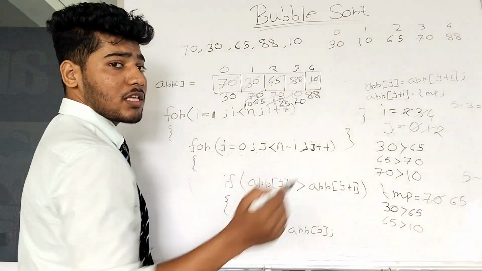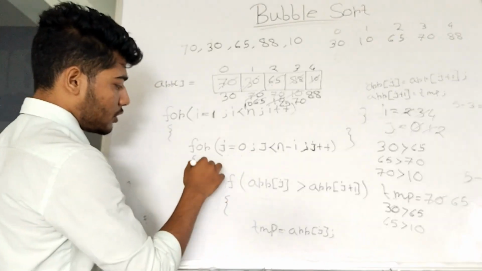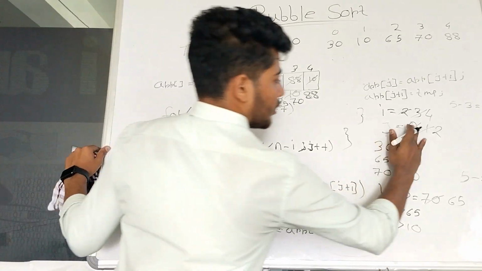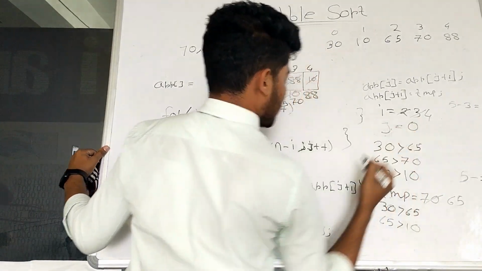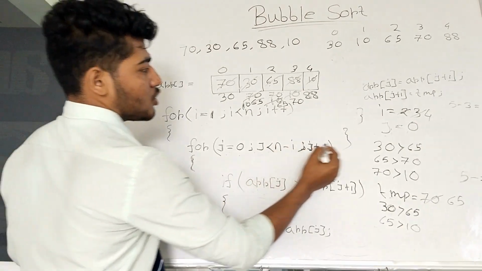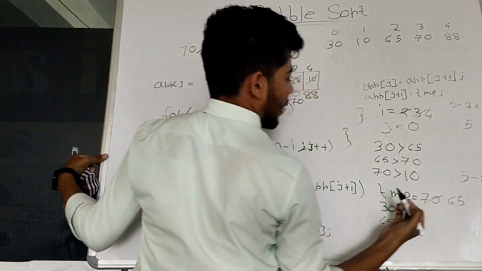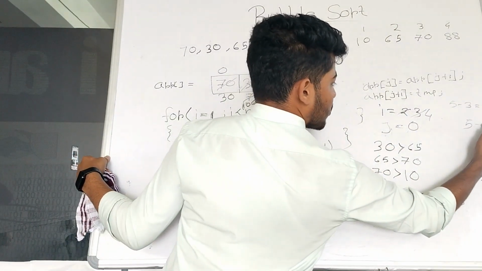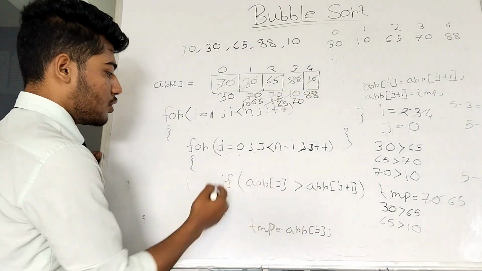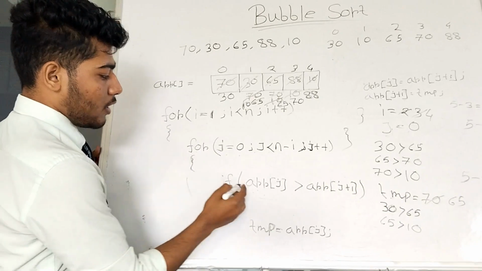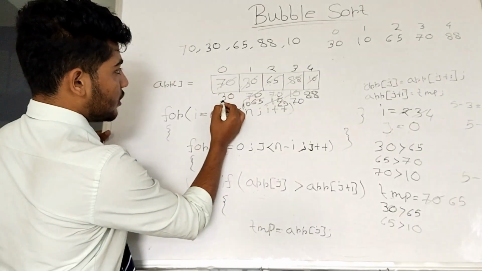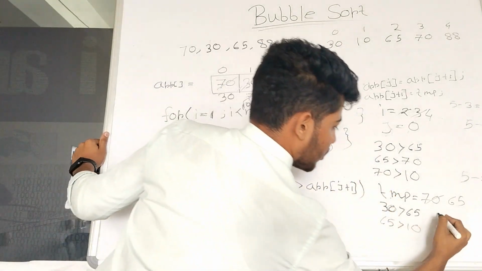4 less than n, n is 5. So 4 less than 5 is true, so it will enter into that loop. j equals 0. Now again the value of j is 0, and 0 less than n minus i. n is 5, i is 4, 5 minus 4 equals 1. So 0 less than 1 is true, so it will enter into the loop. If arr[j] is arr[0], the arr[0] value is 30.